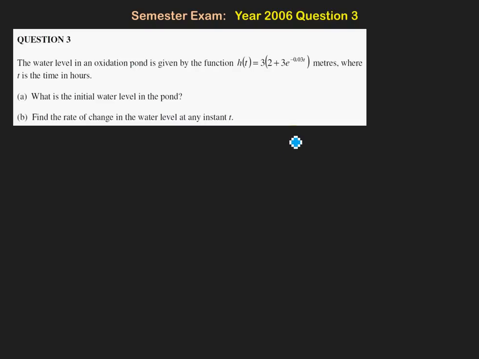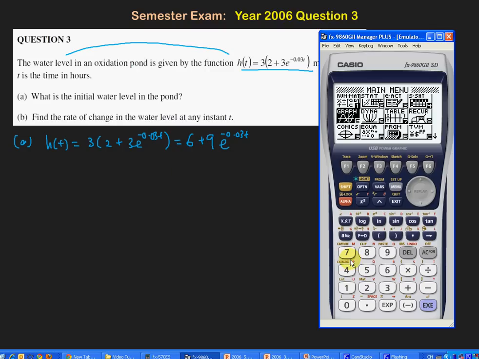I would begin by doing an investigation of the function. The function h(t) represents the water level against time, and time t here is the time in hours. We could further simplify this by expanding it to make the problem easier for us. If you do expand it, you get 6 plus 9e to the power negative 0.003t.